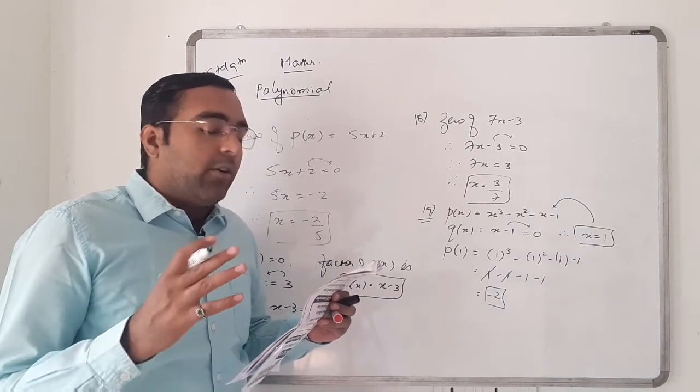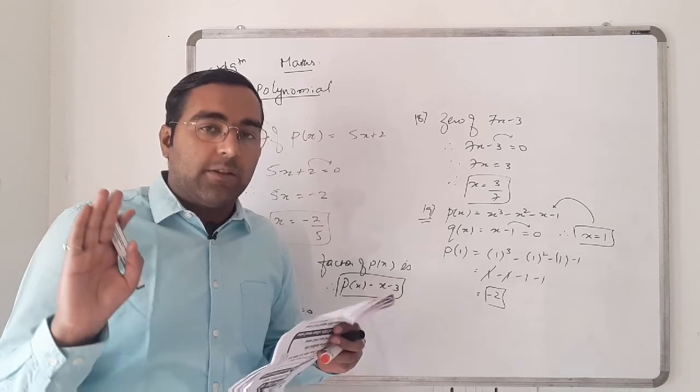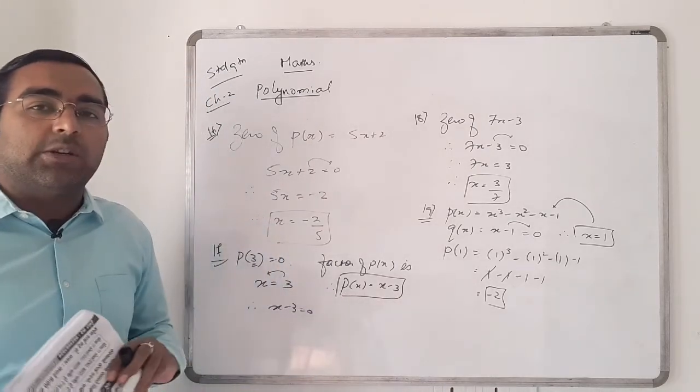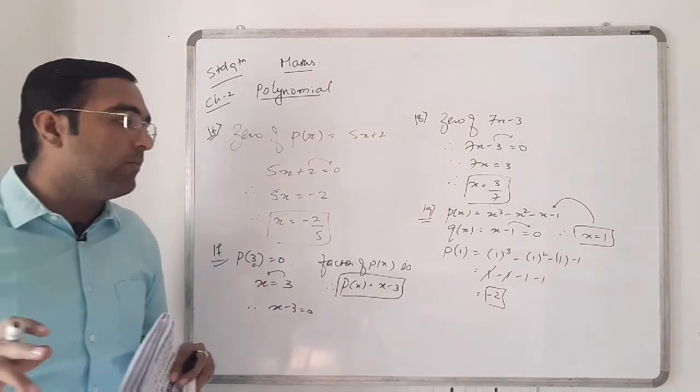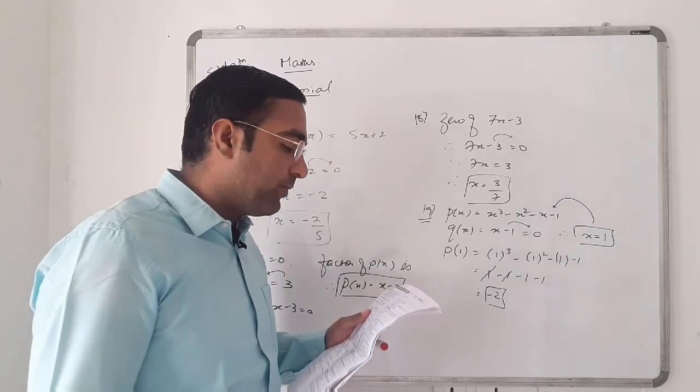Here, in the options, minus 2 is not given in any form, so you should take option D as minus 2. Option D is given as plus 2 but that is not considerable, so you should take it as minus 2.